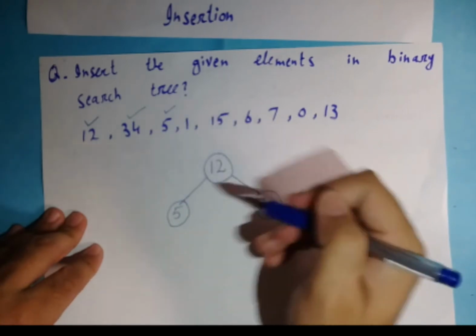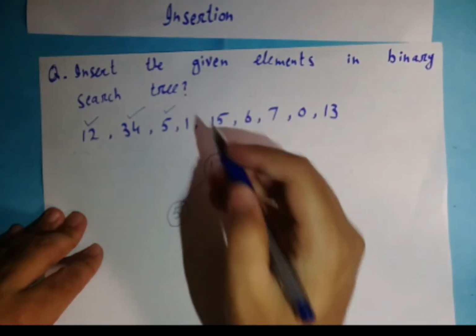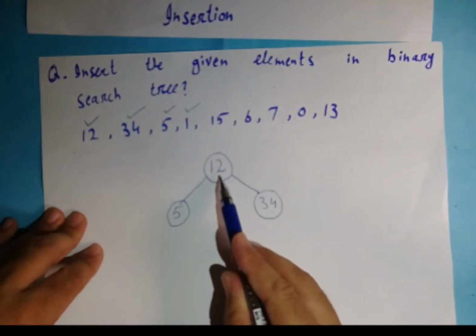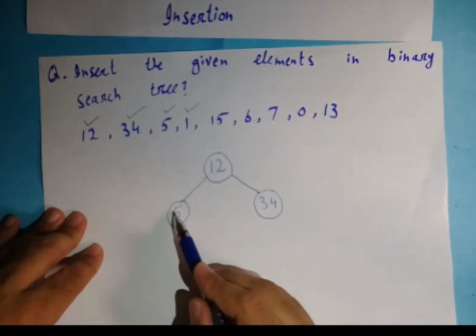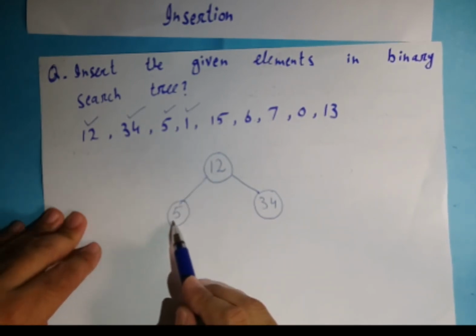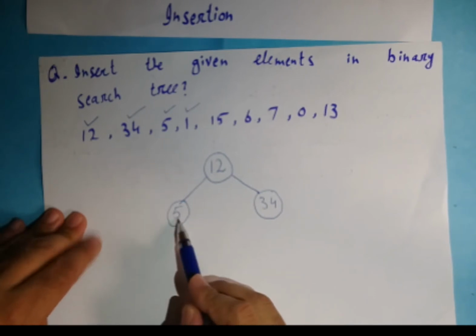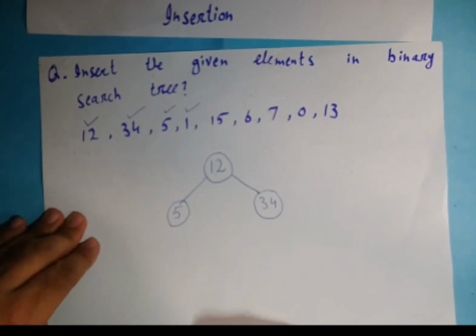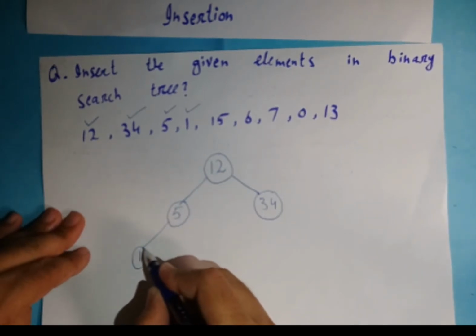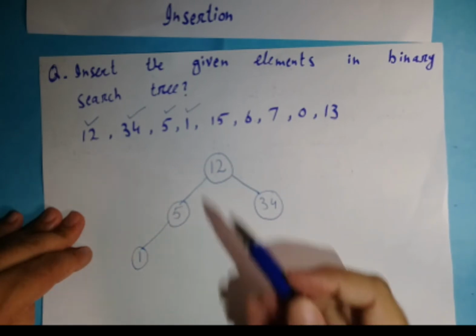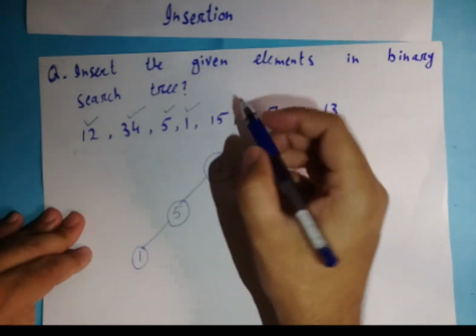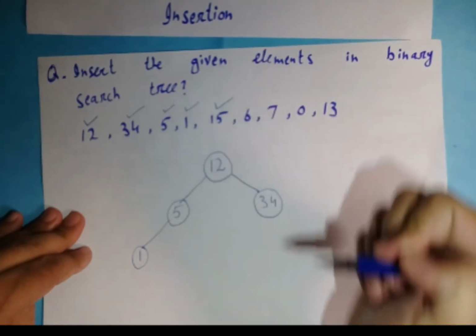Again going back to the given elements, after 5 the element comes 1. So now I know 1 is less than 12, so I'm gonna go to the left hand side, and now I know 1 is also less than 5. So that's why again I'm gonna go to the left side. So 1 will come over here.